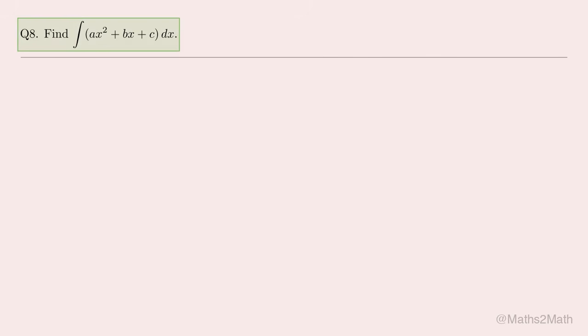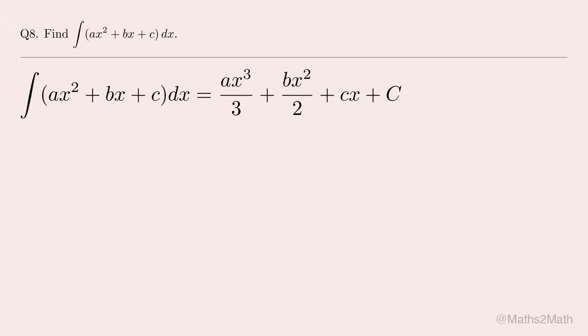Question 8. A general quadratic with constant coefficients. The power rule 3 times. Each power steps up by 1 and divides by the new exponent.